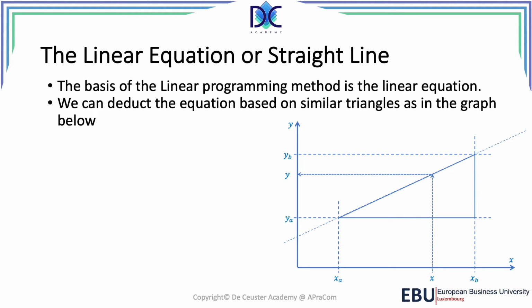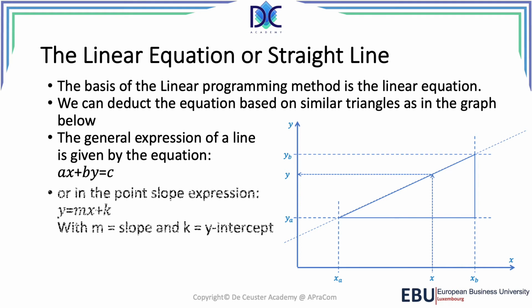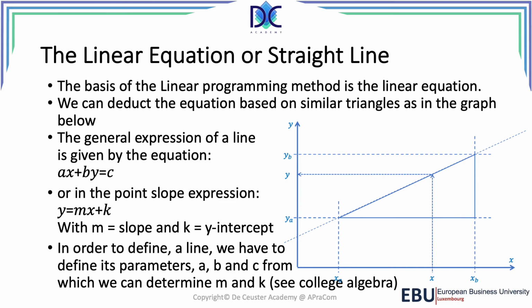All those formulas exist, and we can create the general expression of the line, typically given by y equals ax plus b. We also can find what we call the point-slope expression, which is y equals mx plus k, with m the slope and k the y-intercept. So basically, these are things you've seen in college algebra, and if you are not really used to doing that anymore, it's been some time since you did it, it may be good to review some elements of linear algebra.